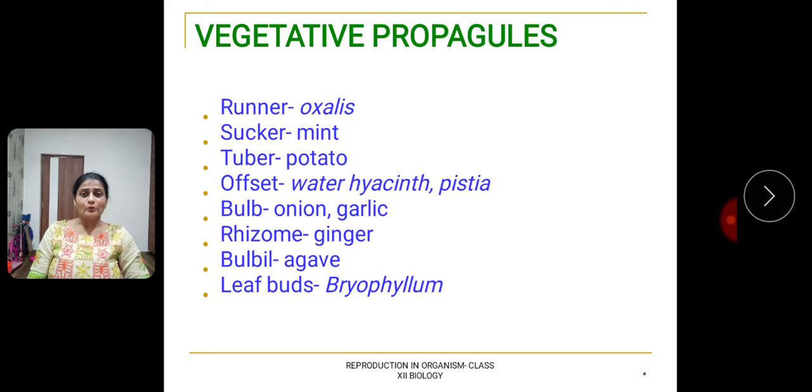Second is the underground stem. Underground modified stems possess buds which grow into the new plant. And some of the types are suckers, you can see here suckers, then rhizomes, tuber, bulbs. These are the underground stems which help in propagation, which help in multiplication, which help in formation of a new plant. Okay, let us talk about this first, that is suckers.